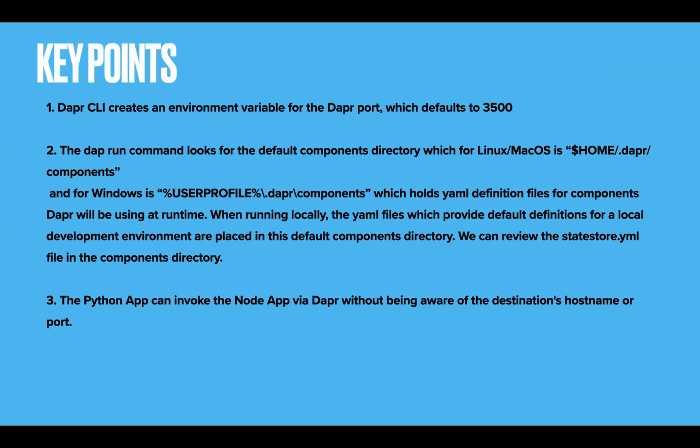practical was that the Dapr CLI creates an environment variable for the Dapr port. And we saw that it defaults to 3500, the default Dapr port. It's 3500 on which my service is being called.